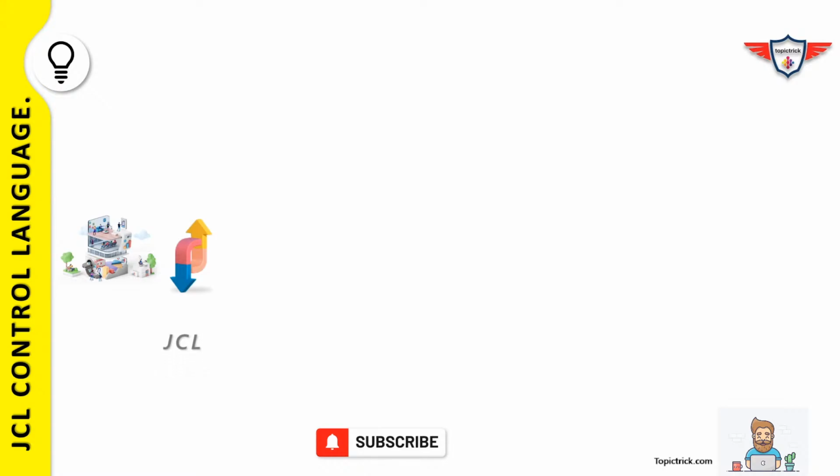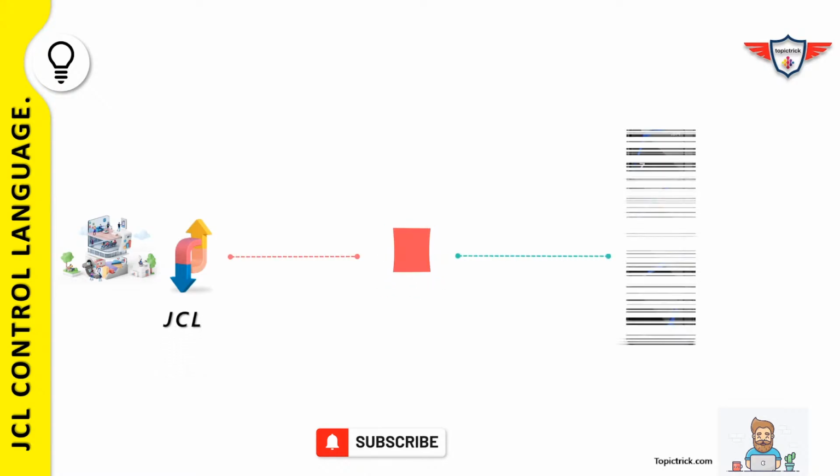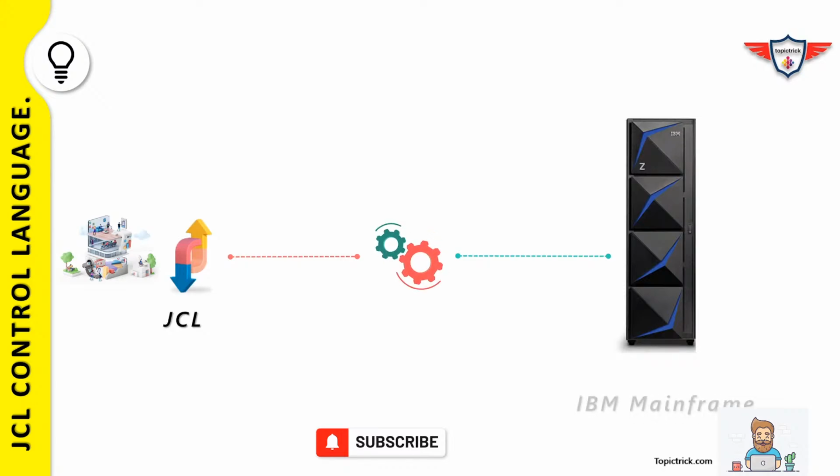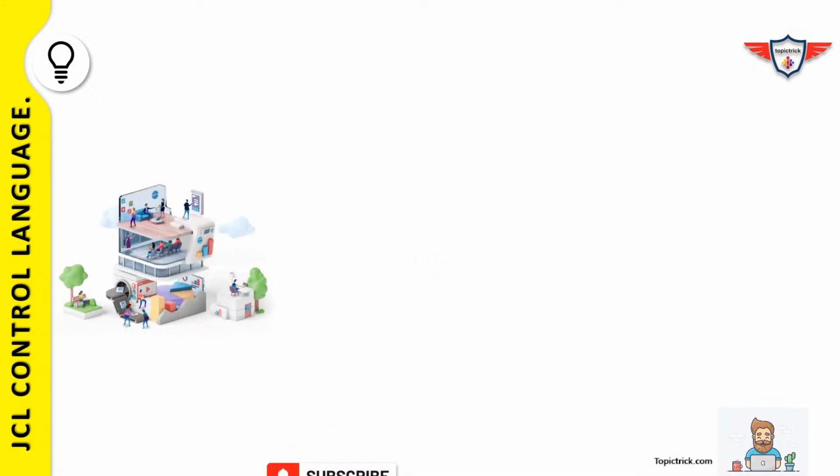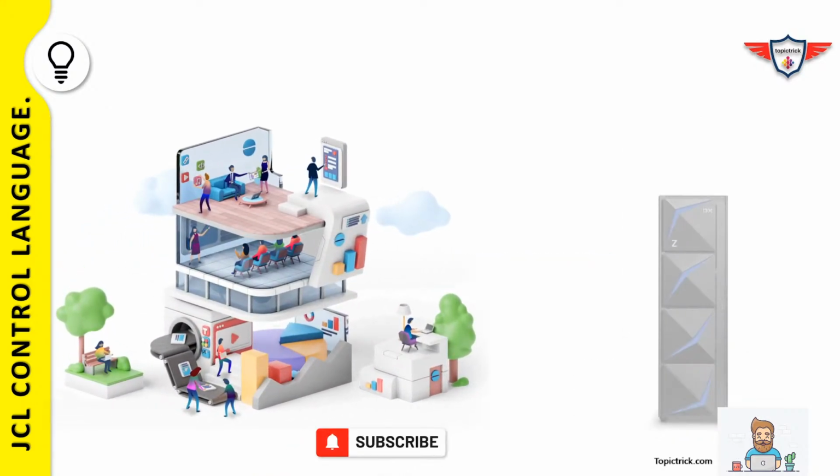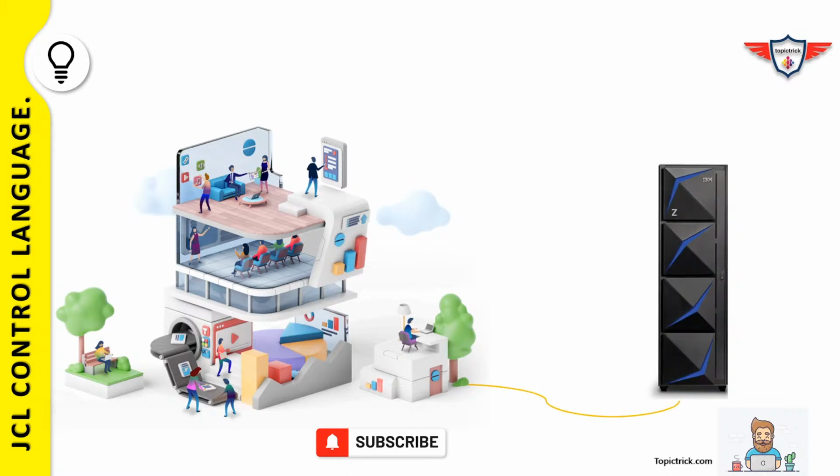The term JCL stands for Job Control Language. It is one of the oldest scripting languages, predominantly used on IBM Mainframe. JCL is a language that tells IBM z/OS which resources are needed to process a batch job.